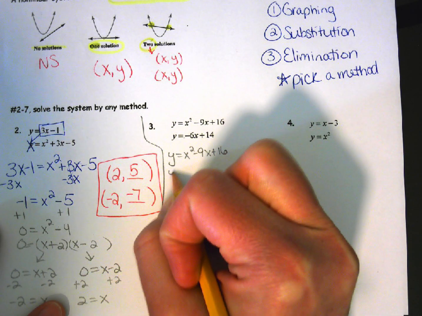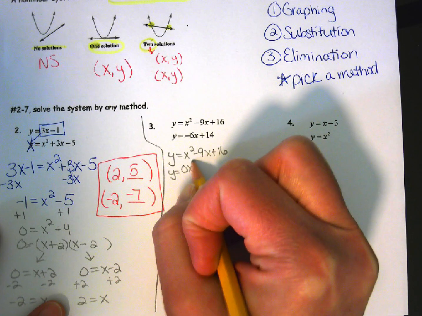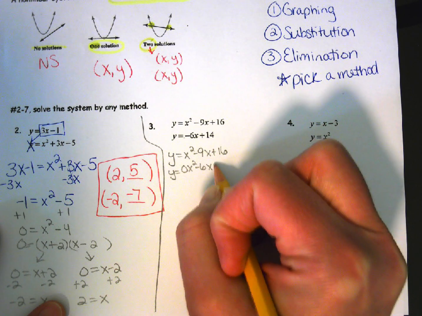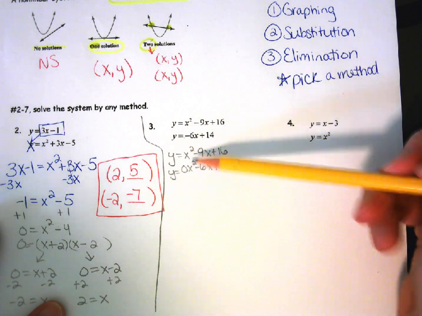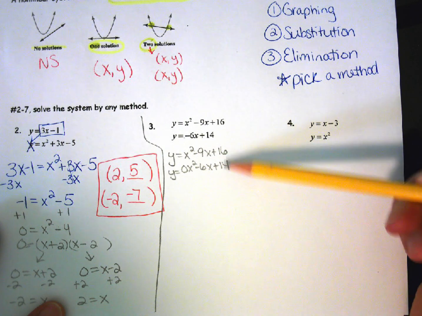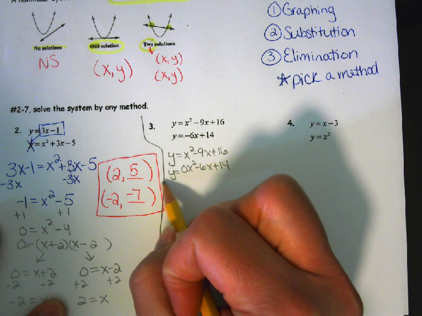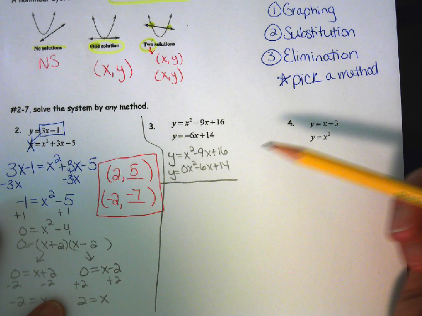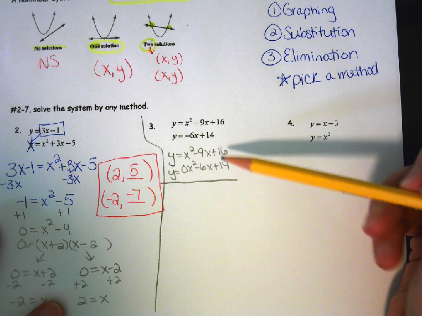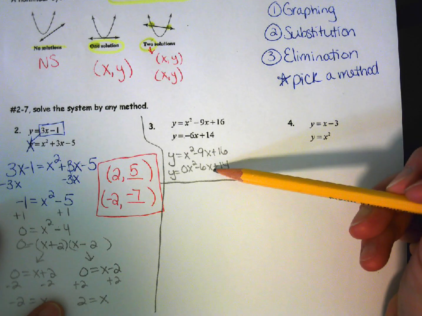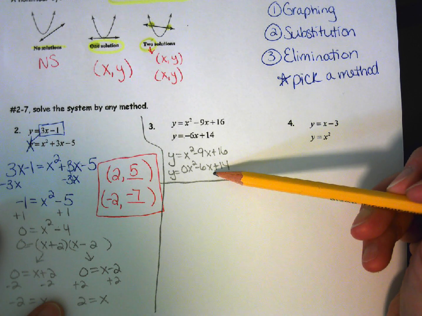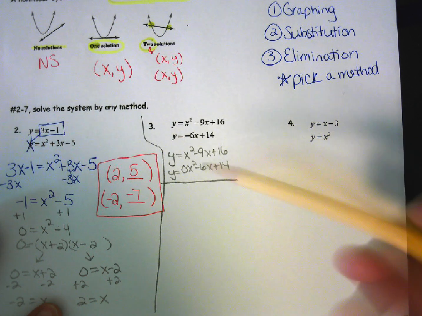So I'm going to go y equals 0x squared minus 6x plus 14. Because do you see how I want them exactly lined up? Okay? Now, with elimination, you have to ask yourself, if I was to add these equations together, would I get rid of a letter? And the answer is no.